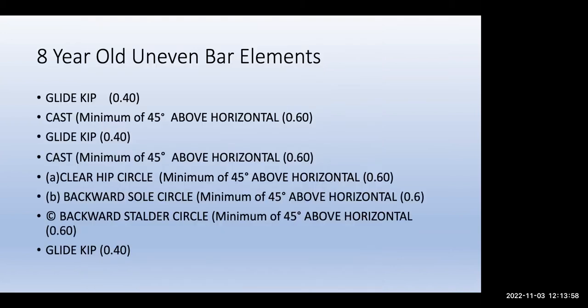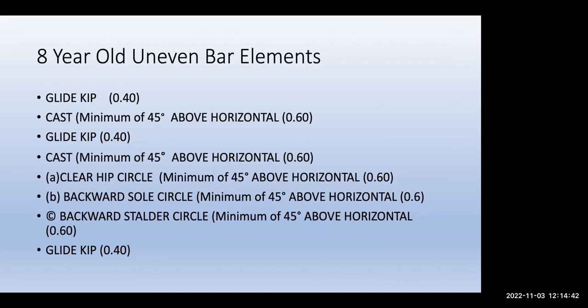So here are the elements of our 8-year-old bar routine. Tom already mentioned that the elements are either 4/10 or 6/10. Very few of them are 2/10 or 8/10. Glide kips are all 4/10. All casts are 6/10. For the 8-year-olds, they need to do casting at 45 degrees above horizontal. Their cast angle deductions are up to 3/10. So if they're not at 45 degrees above horizontal on all casts, they could lose up to 3. Below horizontal is where you take the total 3.